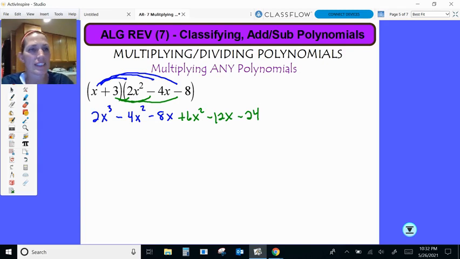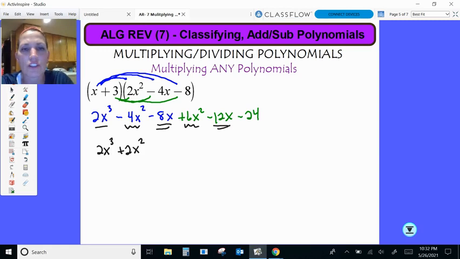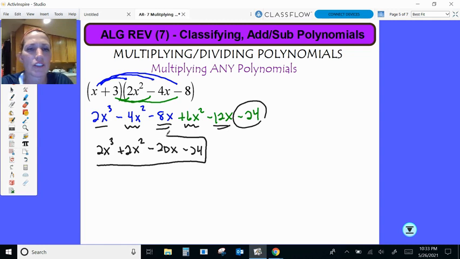From here, we just need to simplify everything. So we have our 2x cubed. We have our squared terms right here, so it's plus 2x squared. The hardest thing about this is making sure you don't lose any terms. So I like to draw lines connecting the common terms and add them together. So this is going to be negative 20x. And then, of course, we have our last term here, negative 24. And that is all simplified. That's how you multiply a polynomial times a polynomial.